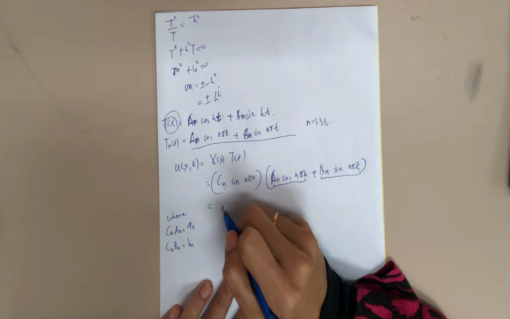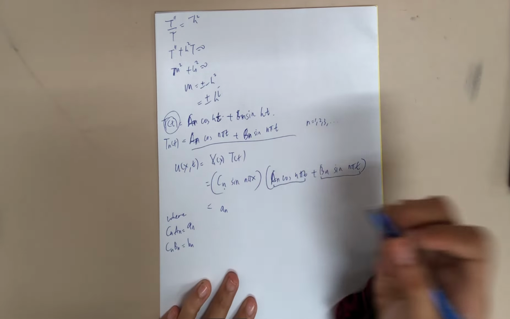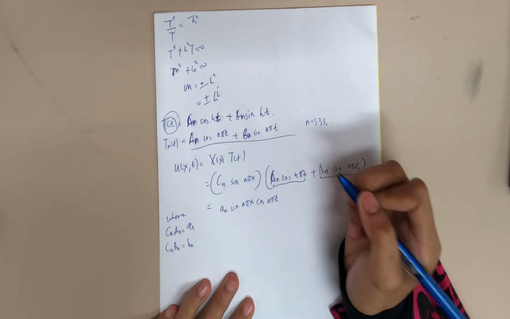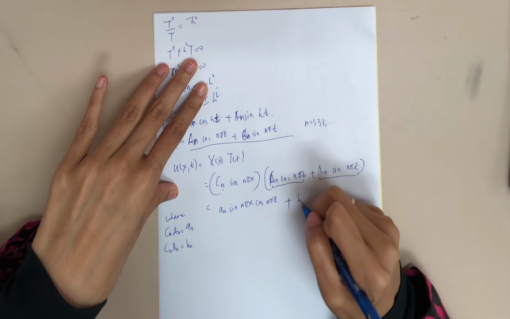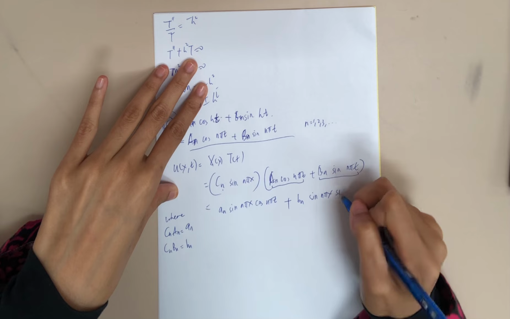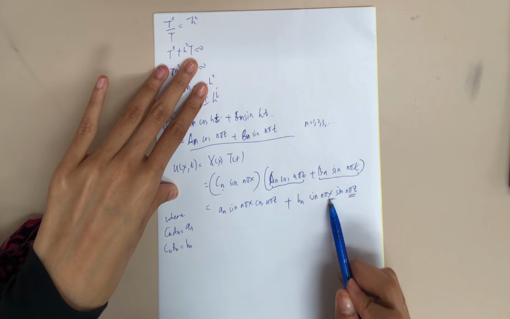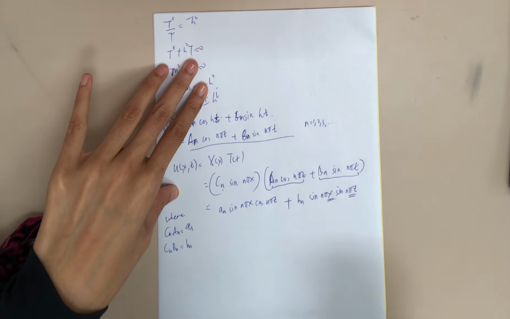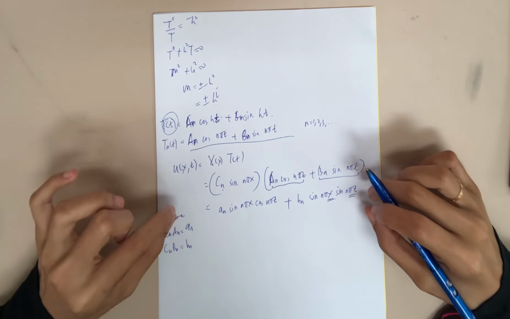So it becomes an sin n pi x cos n pi t, and then plus cn times bn, which we let be bn just now, so bn sin n pi x sin n pi t. Class, be careful, these two are not equal. This is sin n pi x and this is sin n pi t. They are different terms, so you cannot multiply them, or some of you might square it. It's wrong. Careful class, it's wrong.